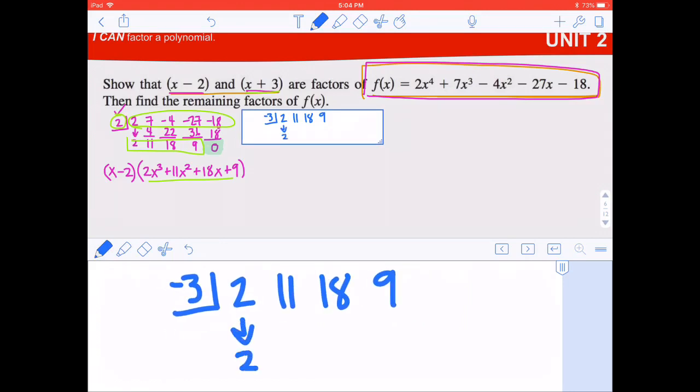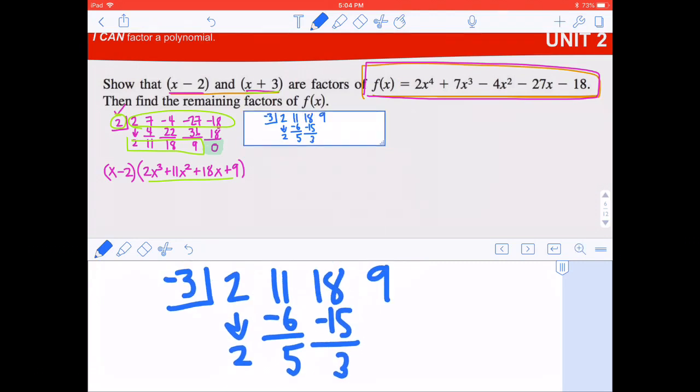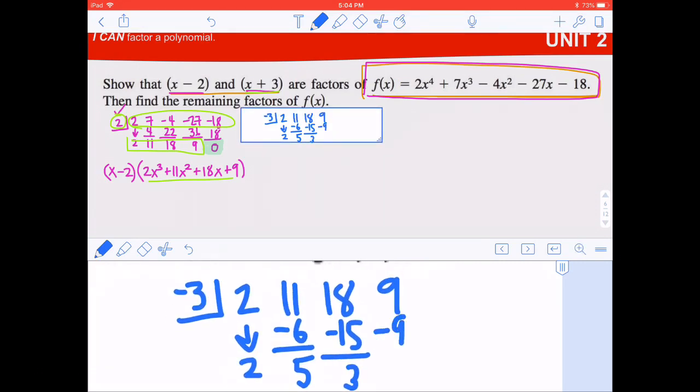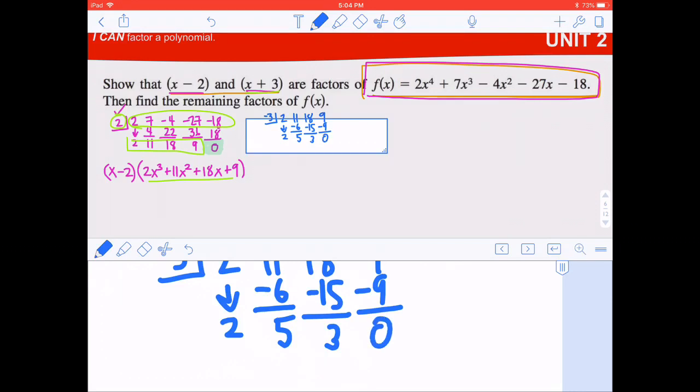Bring down the 2. 2 times negative 3 is negative 6. 11 minus 6 is 5. 5 times negative 3 is negative 15. And 18 minus 15 is 3. 3 times negative 3 is minus 9. Would you look at that? We get a remainder 0.